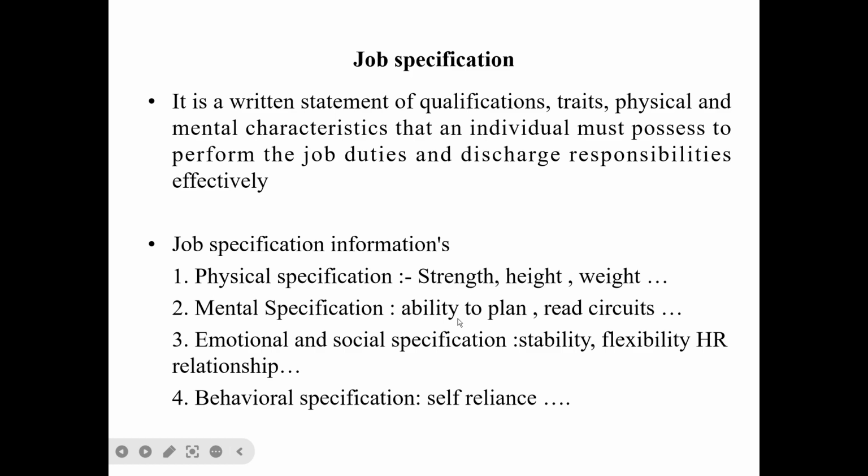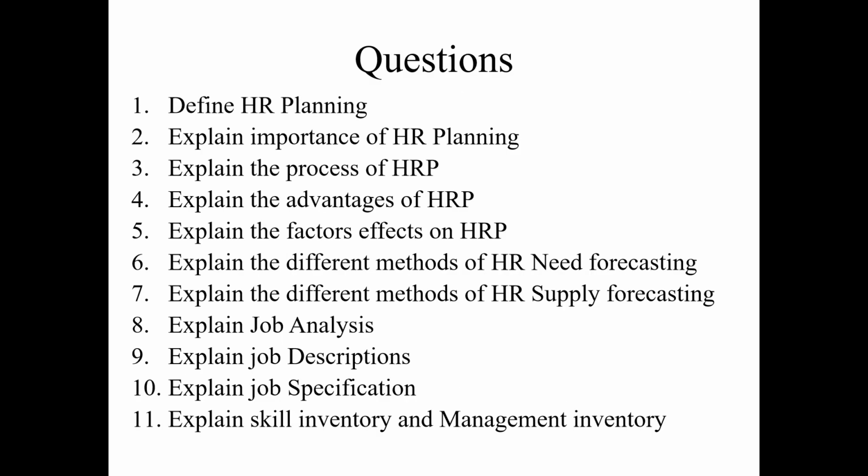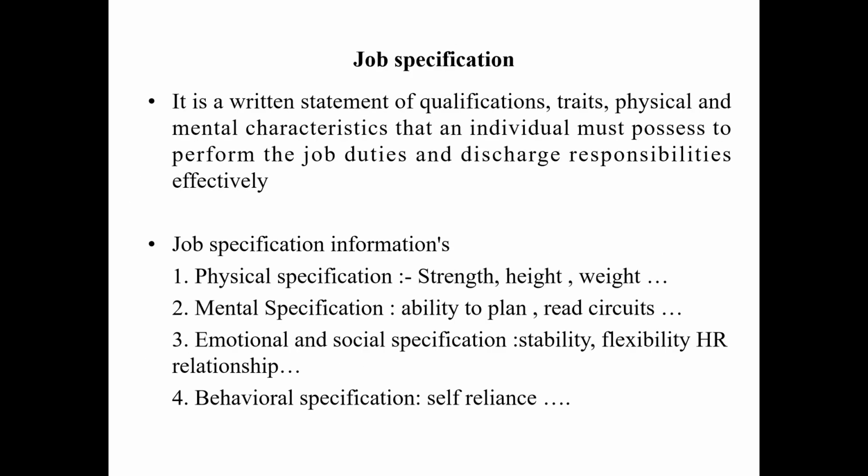Mental specifications means ability to plan, read the circuits. Emotional and the social specifications. Emotional means how he is going to handle situations in a worst case, and social means how happily he is going to build a good comfort with the other employees. That also matters. Behavior specifications. Basically, the attitude, the behavior of an employee. There are some policies like the employee should be like this. So this is about the job description and specification.